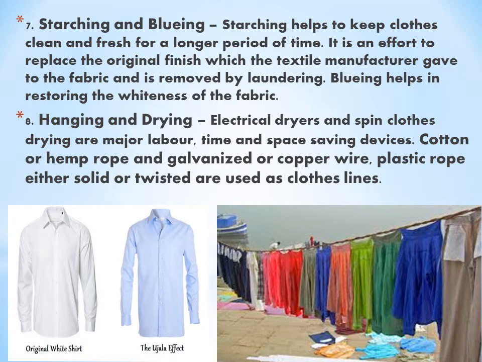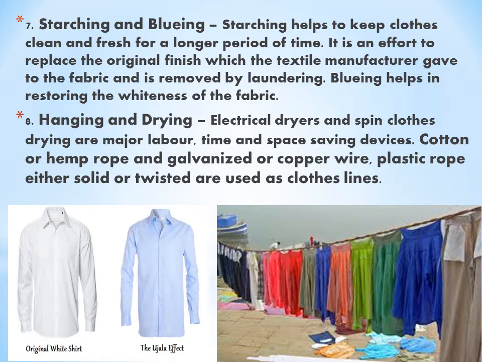Starching helps to keep clothes clean and fresh for a longer period of time. It is an effort to replace the original finish which the textile manufacturer gave to the fabric and which is removed by laundering. Bluing helps in restoring the whiteness of the fabric. If it is a white garment, both starching and bluing can be done together. And bluing is mostly done for white cotton garments.